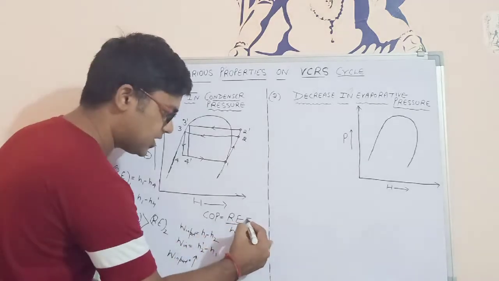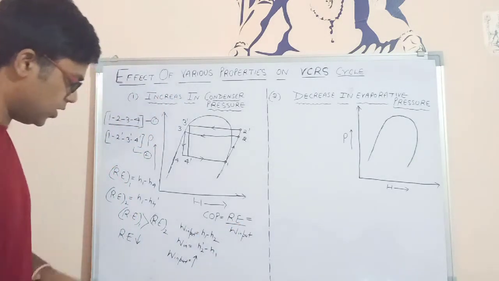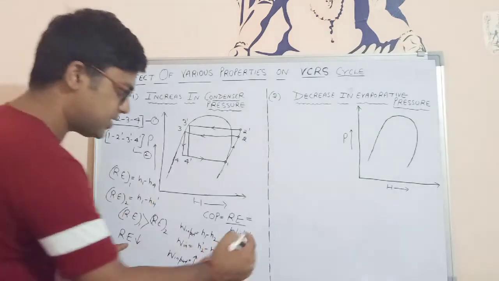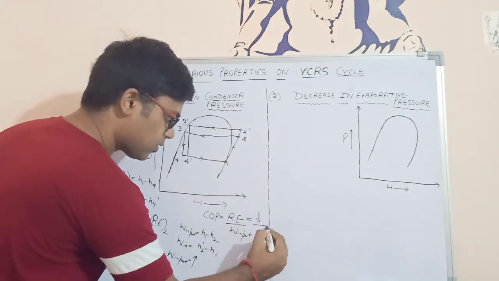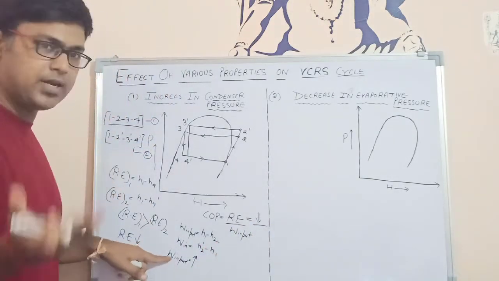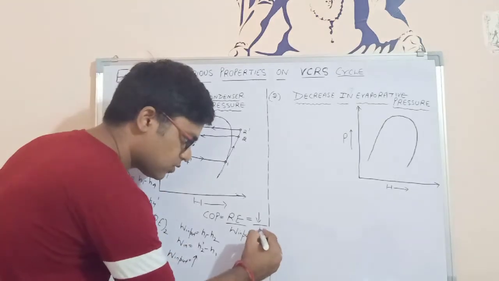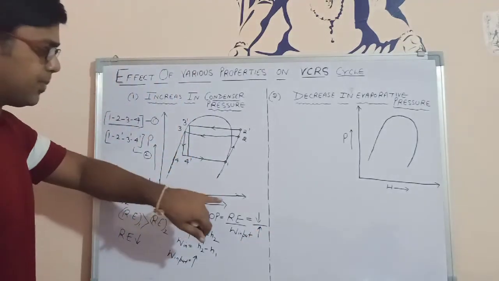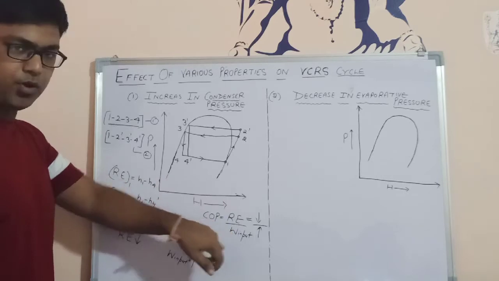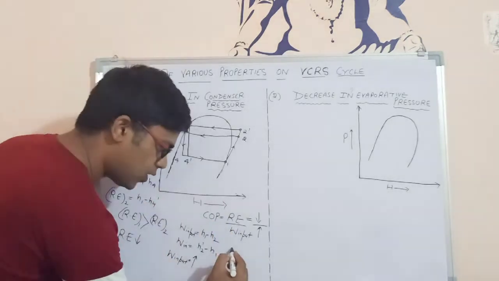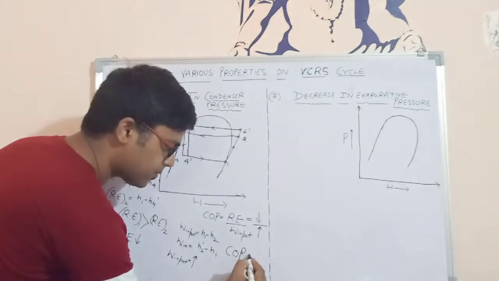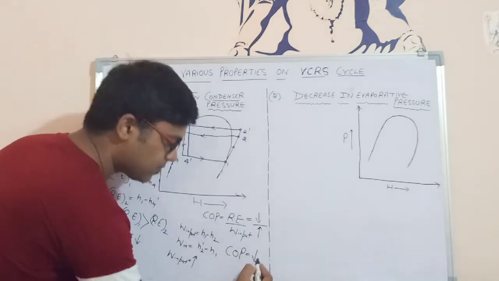So COP basically is refrigeration effect upon work input. So refrigeration effect overall will decrease, whereas the work input overall will increase. Clear? So if we compare the refrigeration effect as well as the work input for the COP, we can say that overall the COP of the system will decrease.